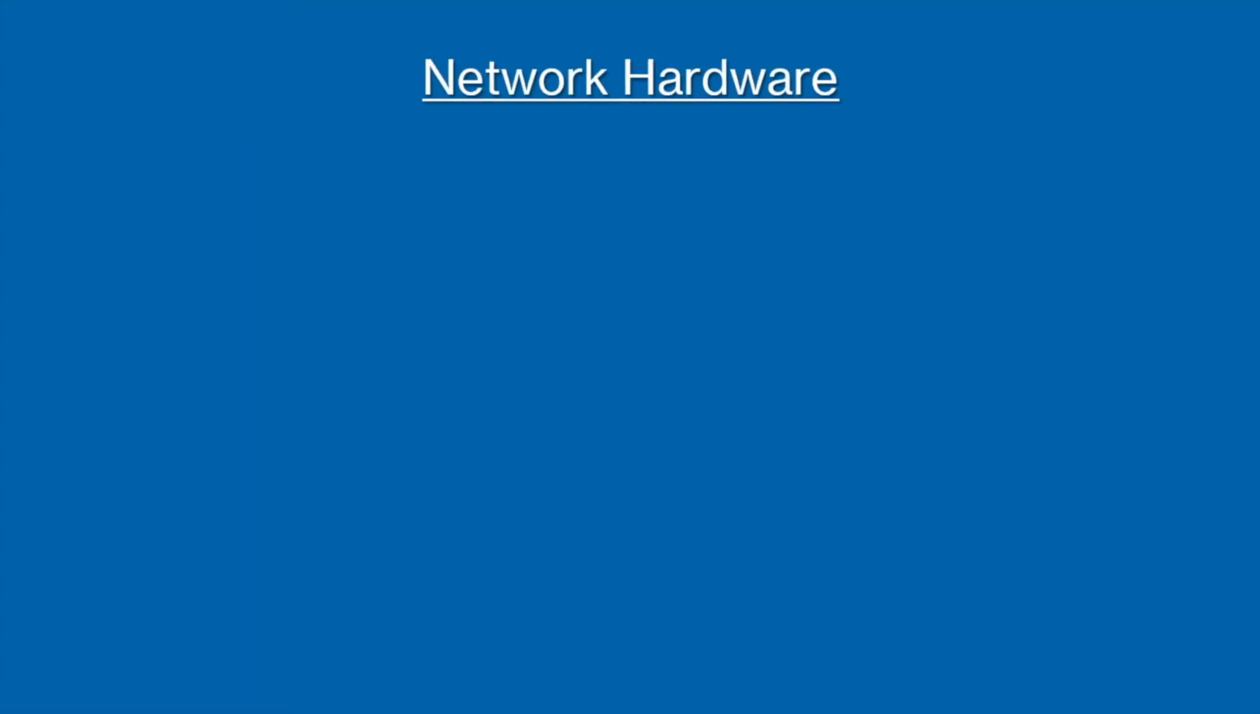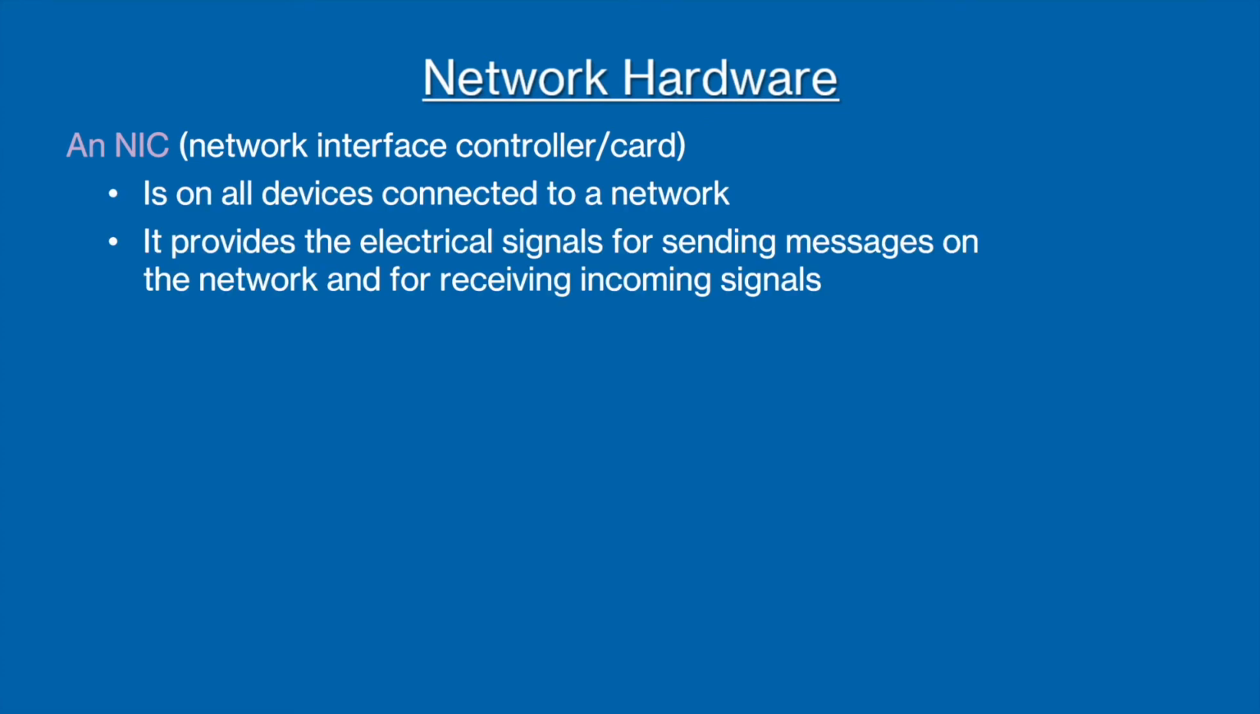Now let's have a look at the hardware needed to connect computers into a network. The first piece of hardware is called an NIC. This is the network interface controller, and it is used to provide the electrical signals for sending messages on networks, as well as for receiving the incoming signals. As each device sends and receives signals, an NIC is on all devices connected to a network.